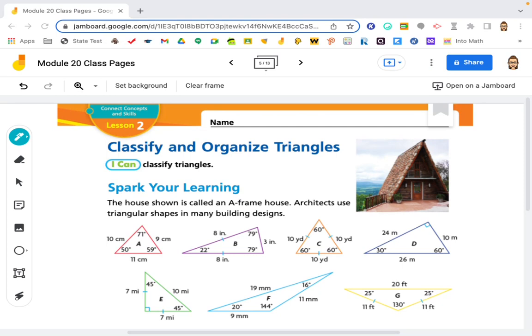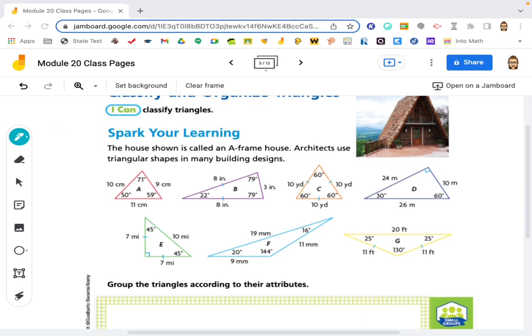So spark your learning. The house shown is called an A-frame house. Architects use triangular shapes in many building designs. It says, group the triangles according to their attributes.